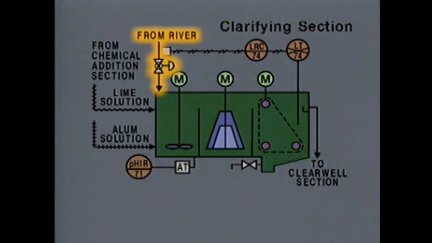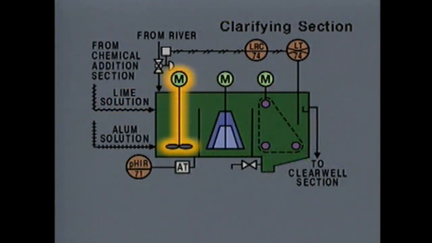Raw river water enters the system here in the flash mixer, where it's mixed with alum and lime from the chemical mixing section. The alum causes suspended solid material in the water to begin to clump together. The lime raises the pH of the water when the pH is lower than normal. The flash mixer compartment contains a motor-operated mixer.